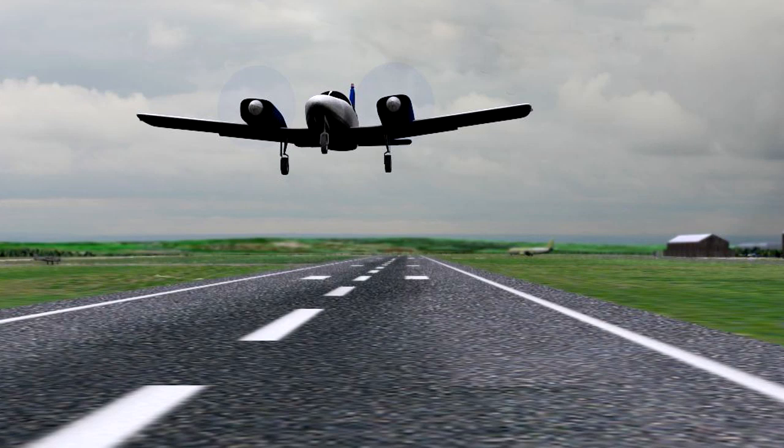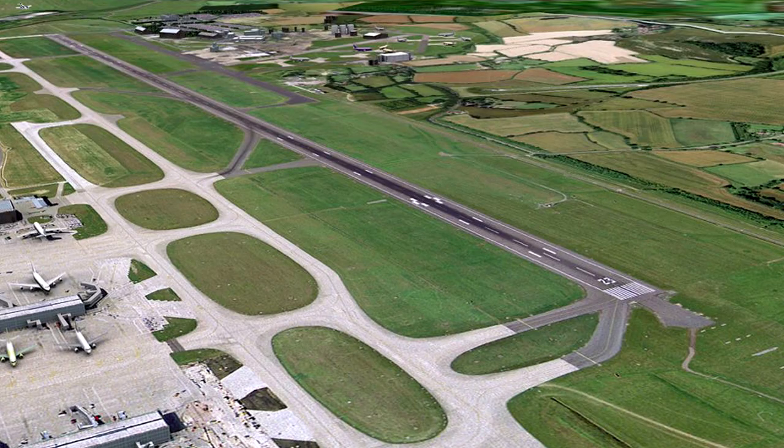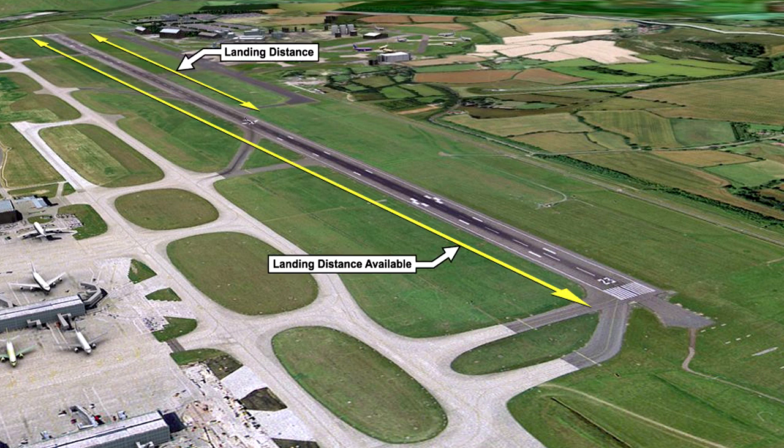This lesson will focus on the Class B multi-engine performance requirements for the landing stage of flight. There are two main regulation requirements. The first requirement is that the landing distance must not exceed the landing distance available. In other words, the aeroplane must be able to land within the length of the runway. This requirement can be called the landing distance requirement.